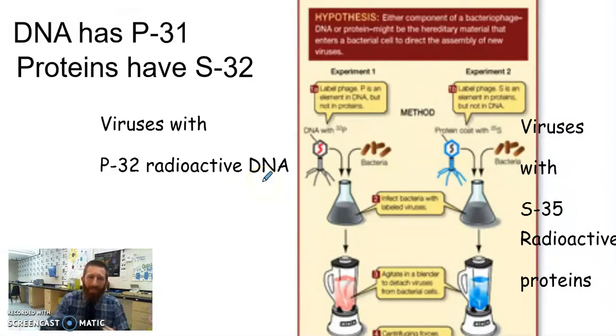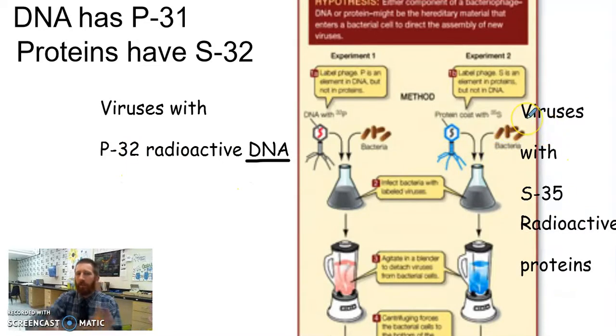Okay. So what they did is they grew viruses and they only provided them with this radioactive type of phosphate. So in essence, they were labeling the DNA with the radioactive phosphate. Right? And then they took a separate batch of viruses and they grew those viruses that only had access to the radioactive sulfur. And so essentially they were labeling the proteins with this radioactive sulfur. Okay, so once they had these two batches of viruses, then they took the viruses where they labeled the DNA and they mixed them with bacteria.